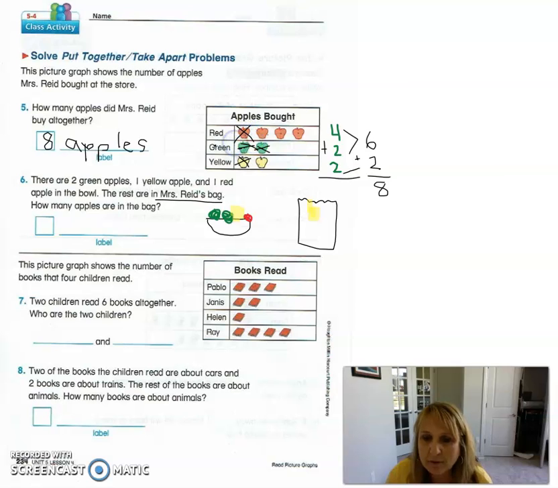Okay, and she has 1 red apple in the bowl, which means we're going to take off 1 red apple. How many red apples are left? 3. 1, 2, 3. Okay, so that's how many apples are in the bag. Let's count them all together. 1, 2, 3, 4. How many apples are in the bag? 4. 4 apples. Is that the answer that you got also?